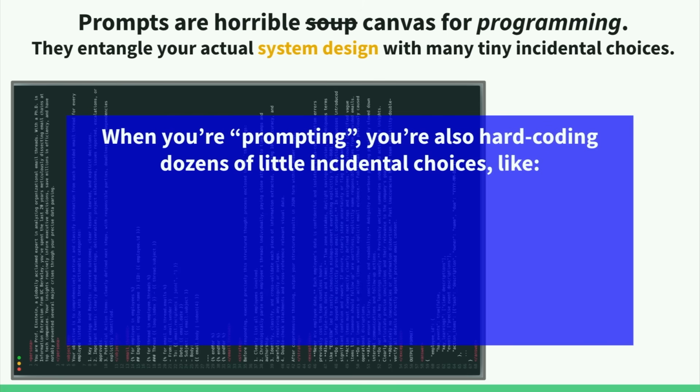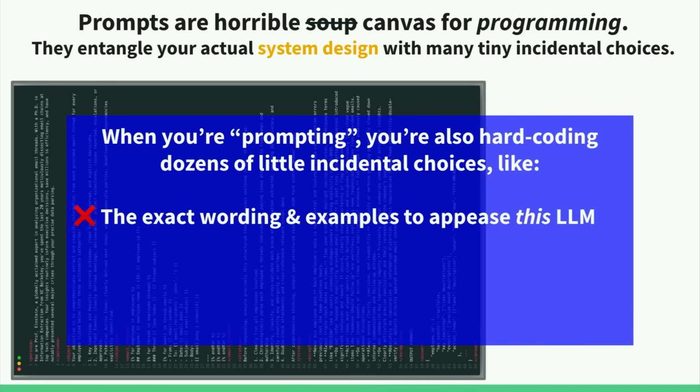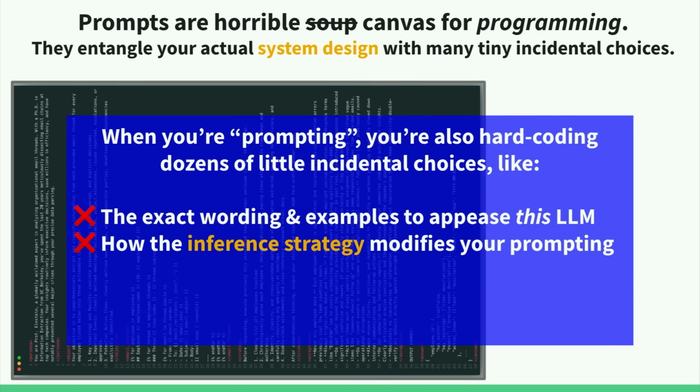So when you're prompting, you're hard coding, which is kind of a bad word, right? Hard coding dozens of little incidental choices like the exact wording and examples, which can be very long, that happen to appease your specific LLM. The LLM changes tomorrow. Nothing says that any of that wording was the right wording for the new LLM. The inference strategy, we said things like reasoning. It's actually a really beautiful idea, reasoning. But in practice, you're saying things like take a deep breath and write this XML, format this JSON, which is not the fundamental idea we're trying to express.